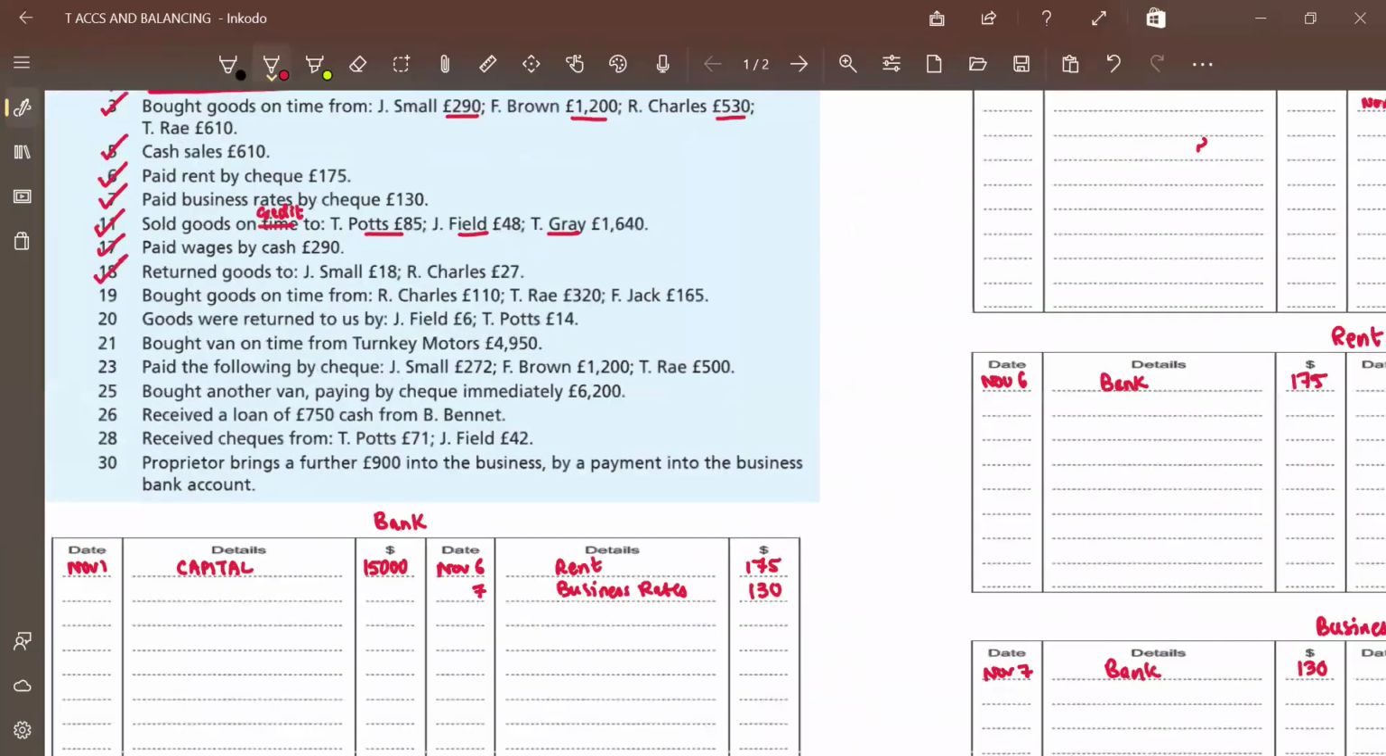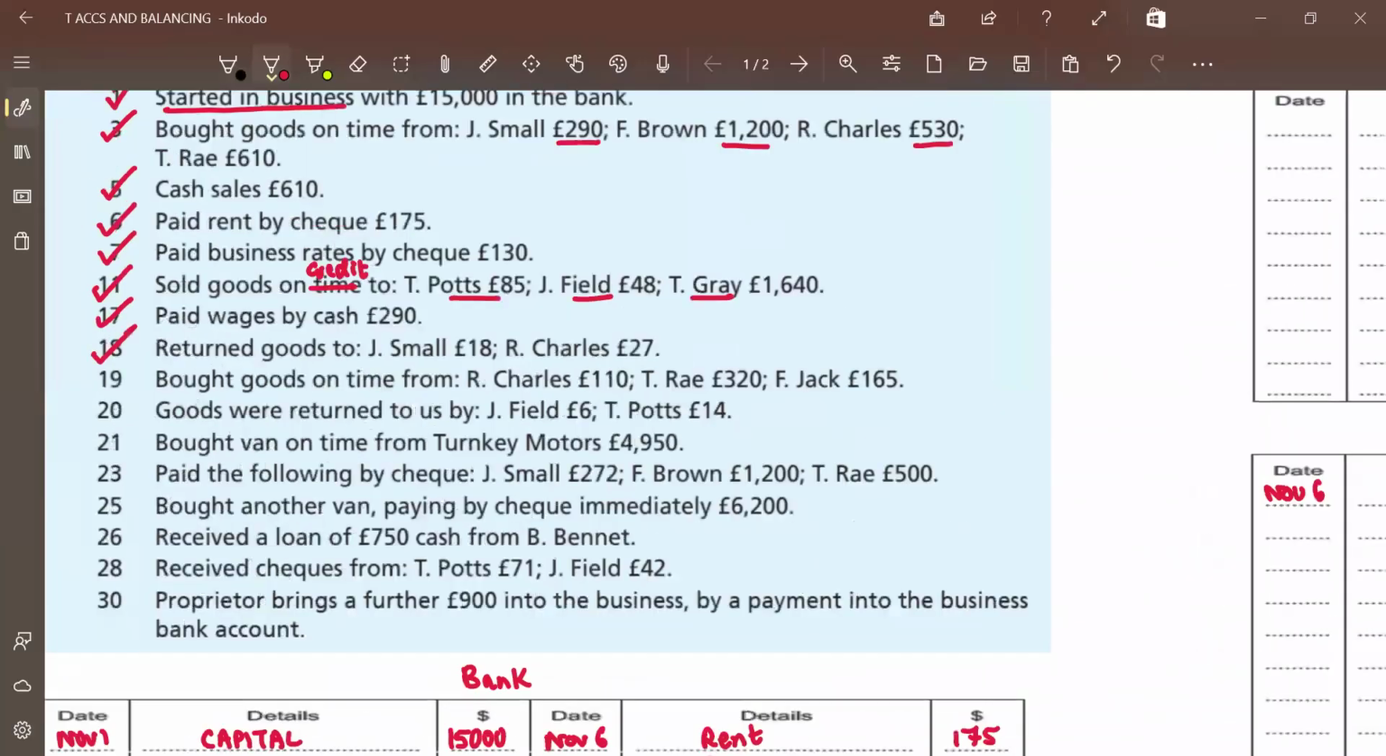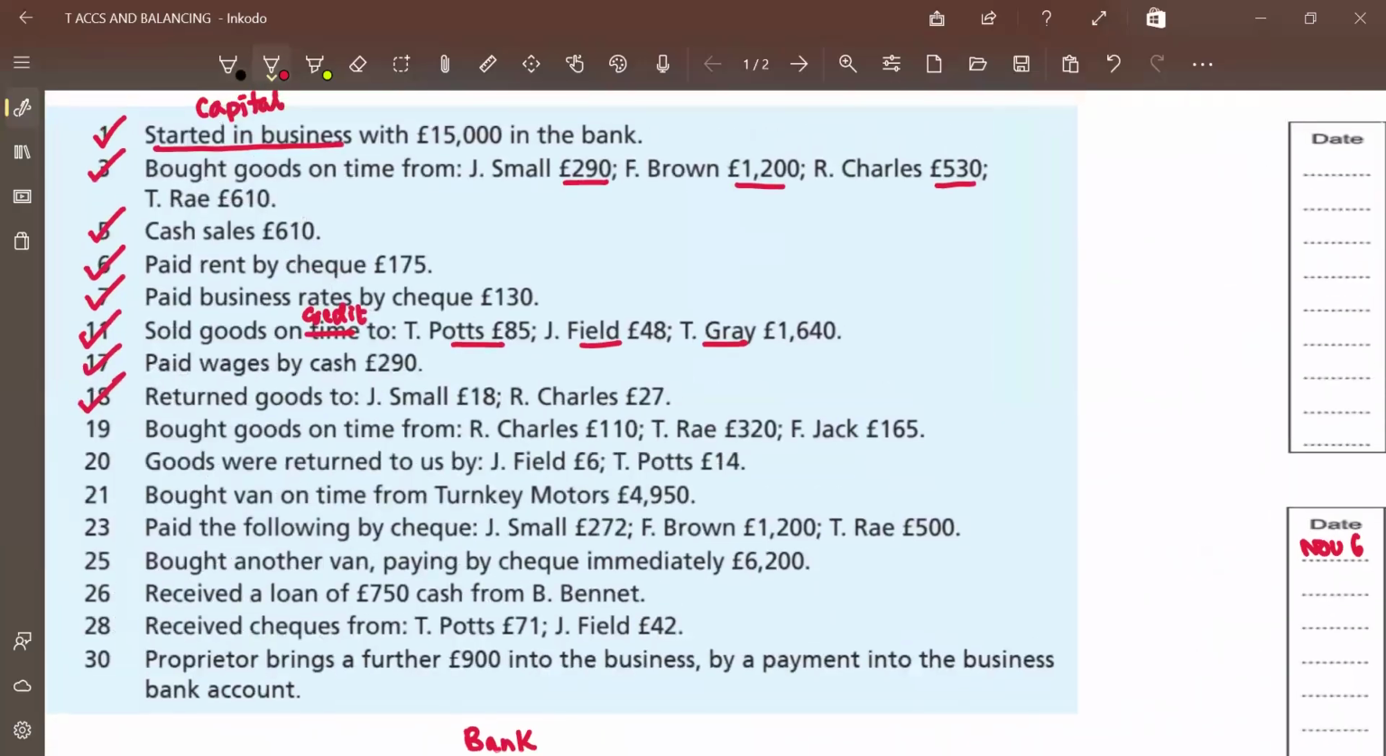Next is return goods too. So we've purchased goods. If you look closely on the 3rd of November, you've purchased goods from J Small, right? So if you're purchasing goods from J Small, there could be a reason why you could be returning the goods back to them because probably they were damaged or they were not according to the order that you placed.